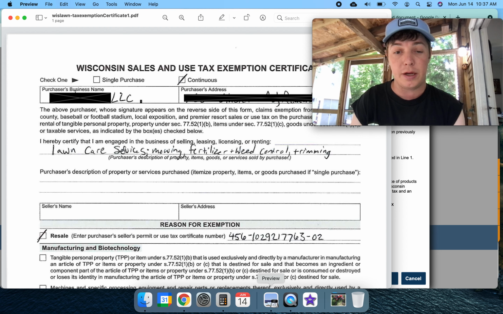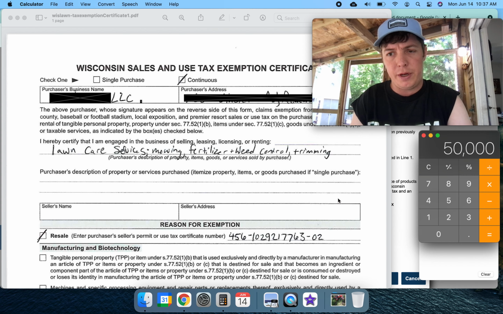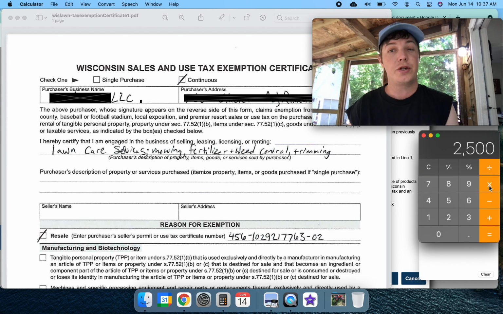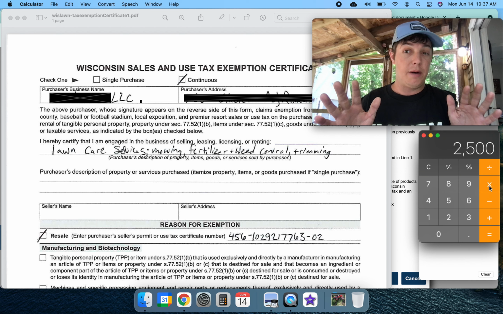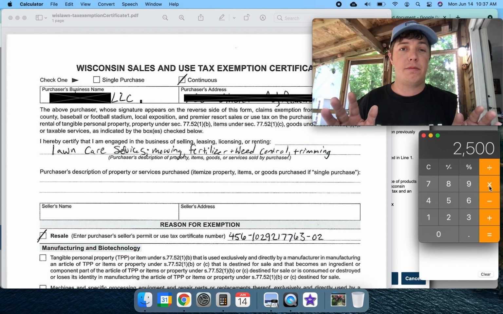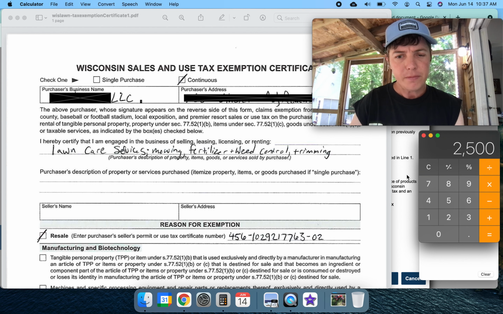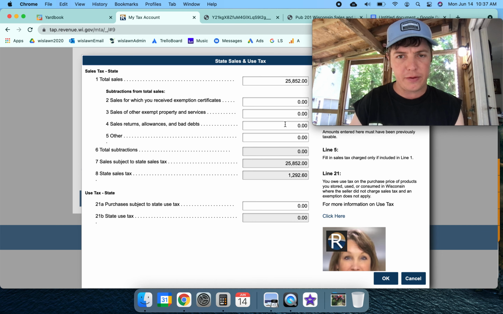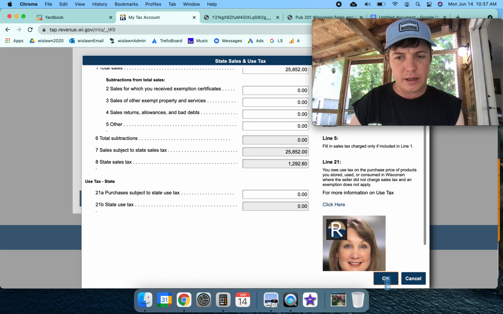So keep track of this, because let's say we buy $50,000 worth of mulch and then we resell it, right? So that's in a season. That's $2,500 that you would just pay extra, that you shouldn't be paying. So it's something to pay attention to, making sure you have an exemption when it's deemed necessary. So we keep it simple. That's that. We hit OK.